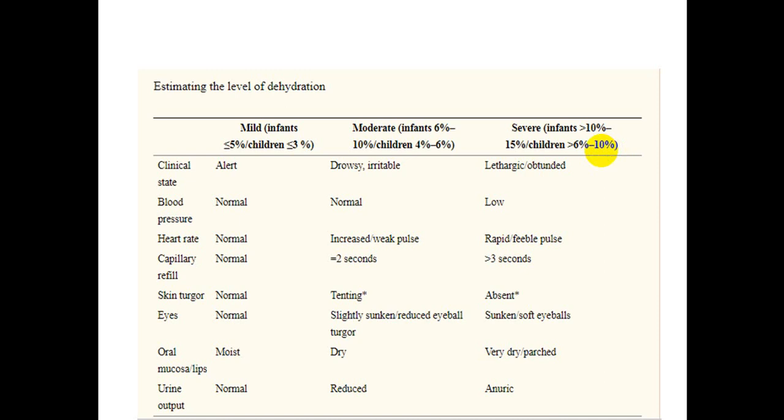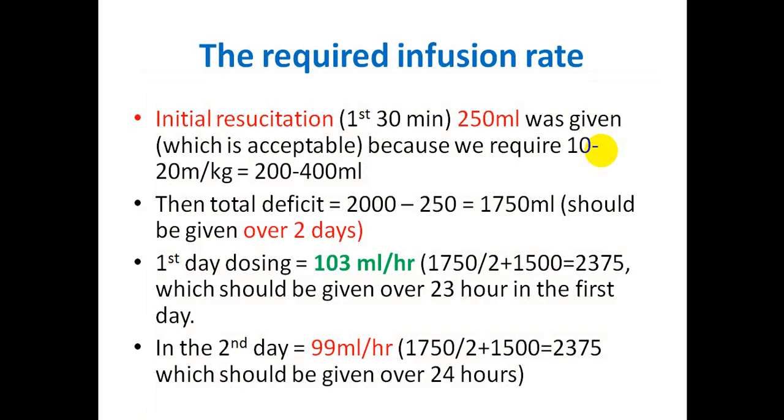This is the fluid deficit, and the maintenance for the baby is around 1500 ml. Initial resuscitation, as we said, is between 10 to 20 ml per kilogram, around 200 to 400 ml. In this case, they gave 250 ml, so it's acceptable. Total deficit: 2000 minus 250 ml, so we get 1750 ml. This should be given over 2 days.